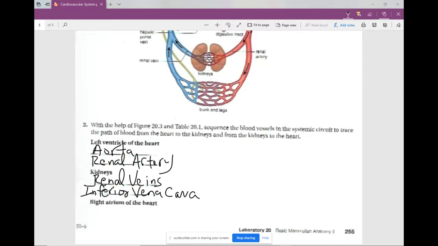Okay, that's it. All right, guys, that's it for today. There are no questions in this chapter. We'll have questions about the circulatory system tomorrow, which is the review section of tomorrow's lab.